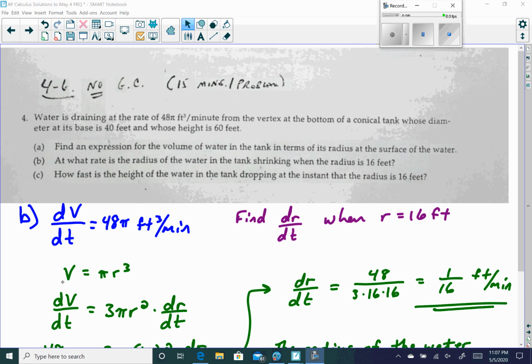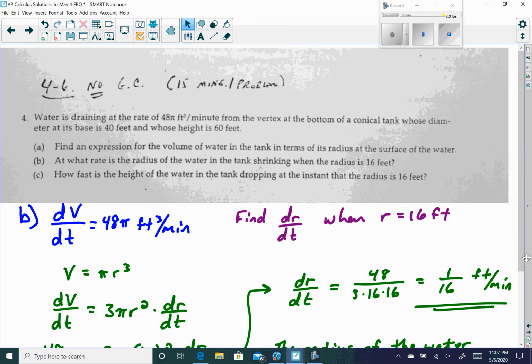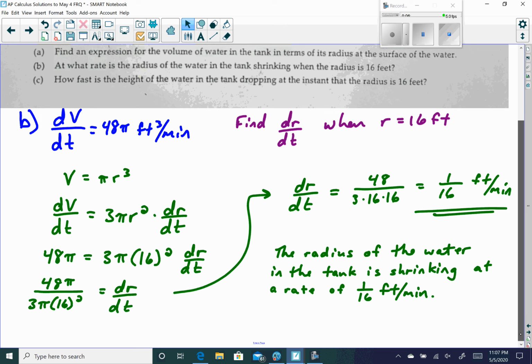All right, so I use the formula that we got in part A, and I just take the derivative of each side, but keep in mind this is now going to become 3 pi r squared times dr over dt. And then when r is 16, I simply substitute this in, and then the 48 for dV over dt. Now I just left everything, since this is a no calculator problem, I didn't actually square the 16 and multiply it by 3 because I know there's common factors.